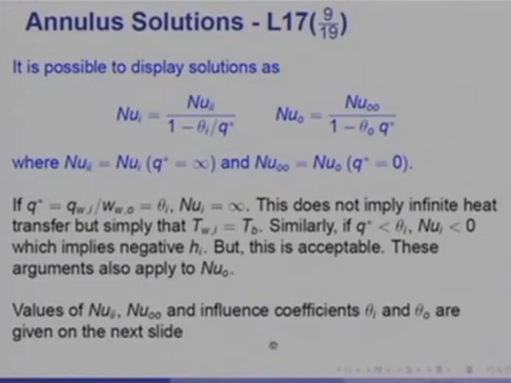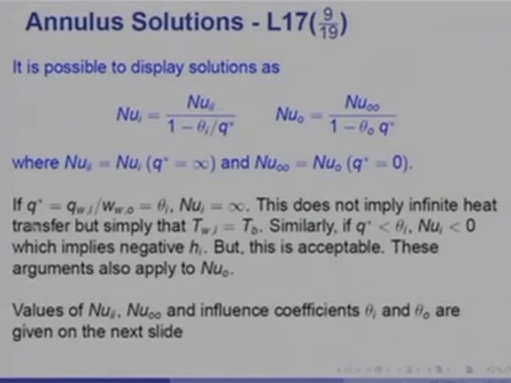It is very fortuitous that the Nu I and Nu O for a variety of radius ratios can actually be expressed in the form I have indicated. Nu I would be equal to Nu II into 1 minus theta I by Q star, and Nu O can be expressed as equal to Nu OO into 1 minus theta O minus Q star, where Nu OO and theta O, Nu II and theta I are simply functions of the radius ratio.